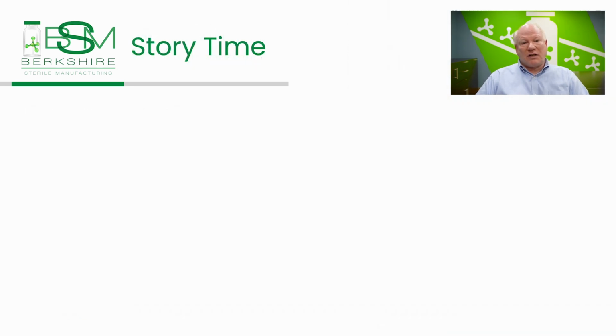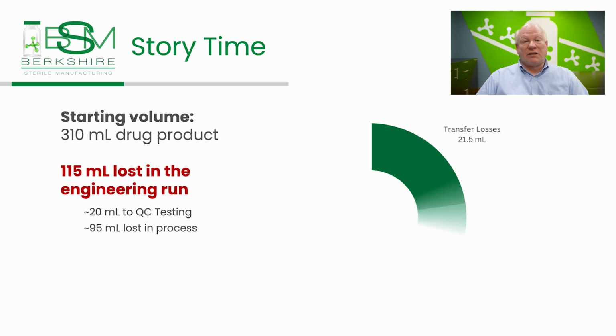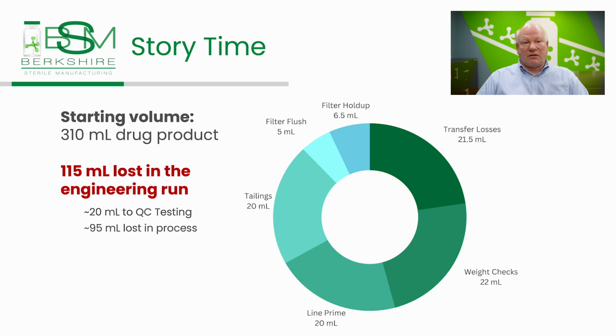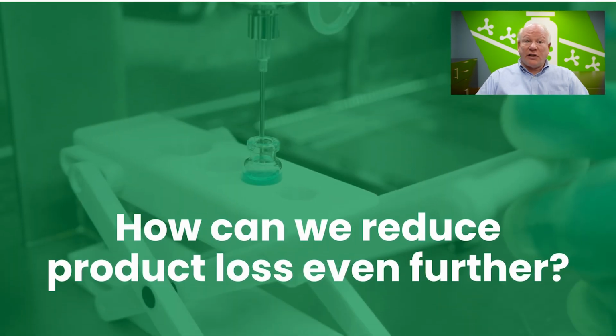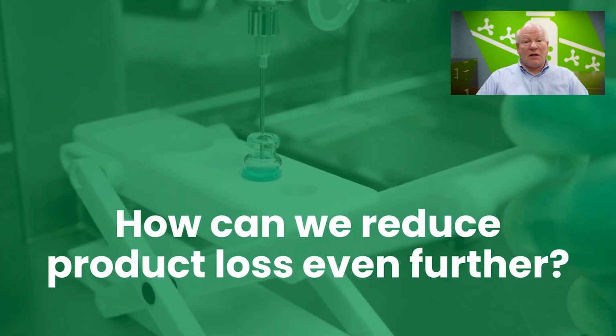In one project, we initially had around 300 mils of drug product, and our task was to fill as much as possible. During the first engineering run, we encountered losses of approximately 110 mils, stemming from various factors such as filter holdup, filter flush, tailings, line priming, weight checks, transfer losses, and units that were filled and subsequently subjected to quality testing. While achieving this level of recovery was commendable, especially given the small starting batch size, our client was eager to explore avenues to further reduce product loss.